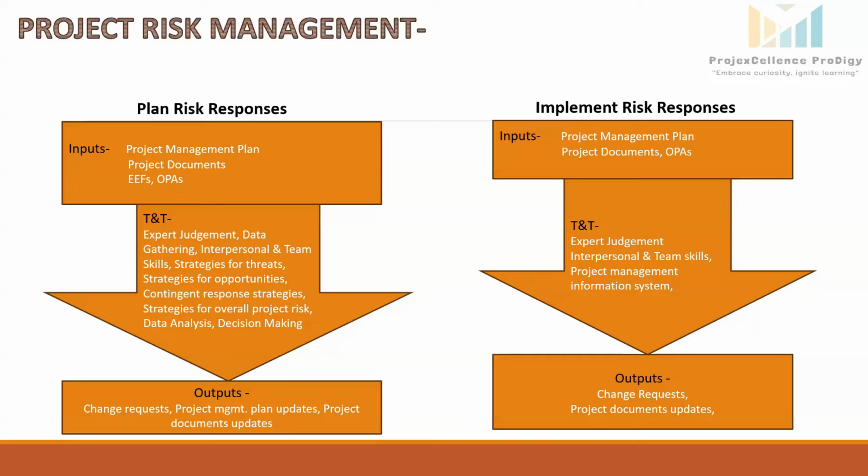Similarly, strategies for opportunities. There are 4 strategies: exploit, enhance, share, and accept. Exploit means ensure the opportunity happens. For example, if a new high efficiency inverter becomes available, upgrading to it could exploit better performance and energy output. Enhance, increase the probability or impact of a positive risk. If, suppose, a skilled team is available ahead of schedule, we can enhance efficiency by starting electrical wiring tasks earlier.